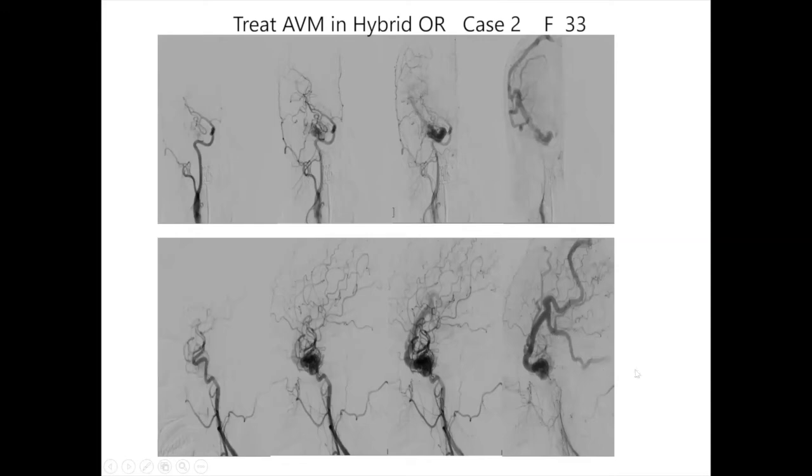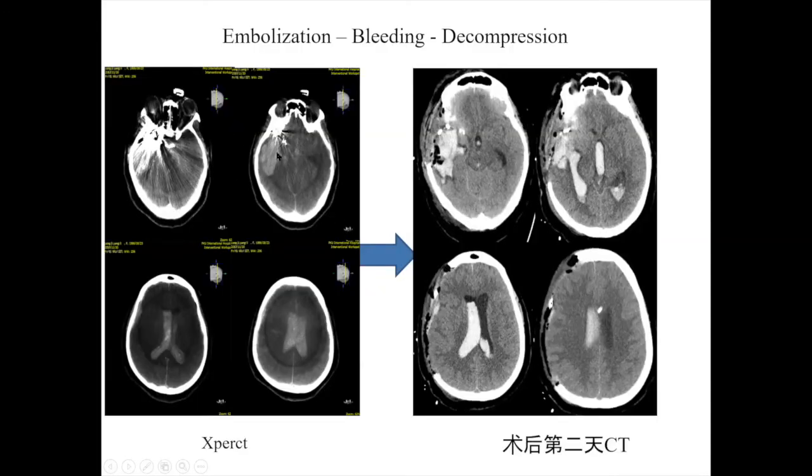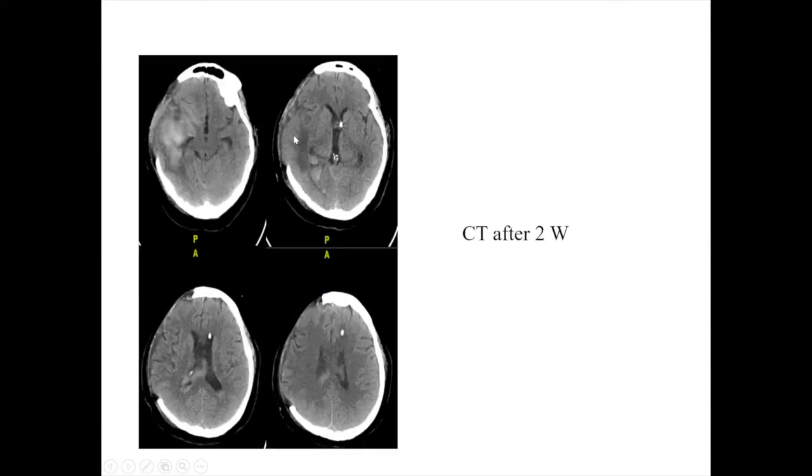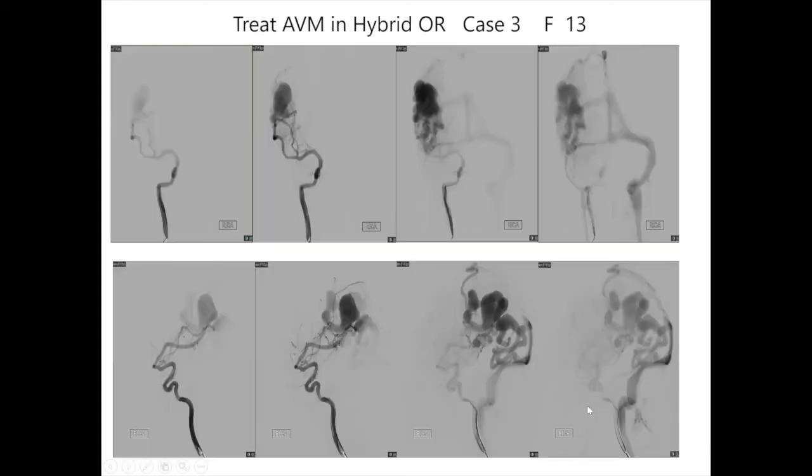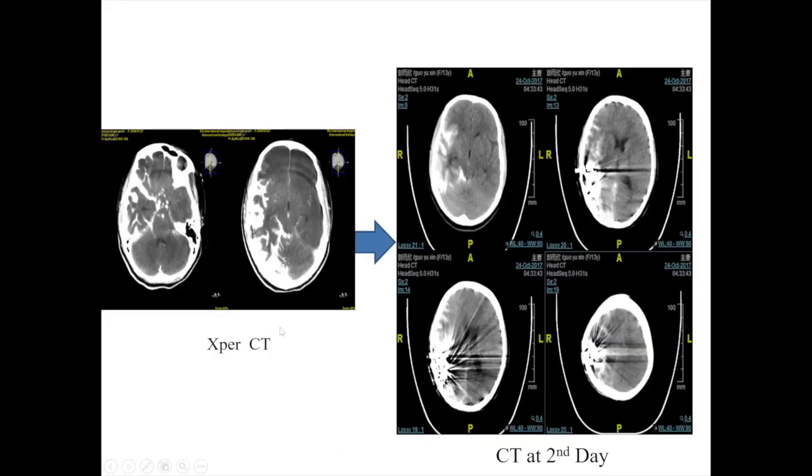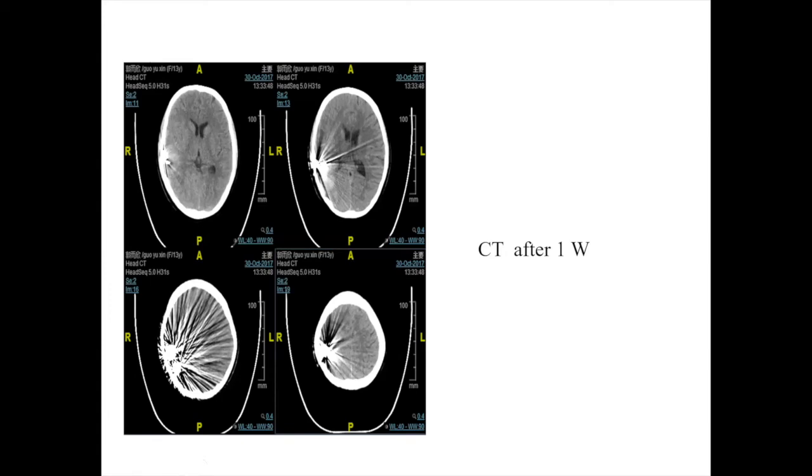Here's some other AVM cases, embolization and the bleeding, and then we do the decompression on the same table. Don't need to move the patient somewhere. That's 2 weeks after the embolization and after the bleeding. But of course, I think this patient needs another cranioplasty surgery, but it's better than just dying. There are some other cases, AVM embolization and bleeding, and then we do something right when the bleeding happens.